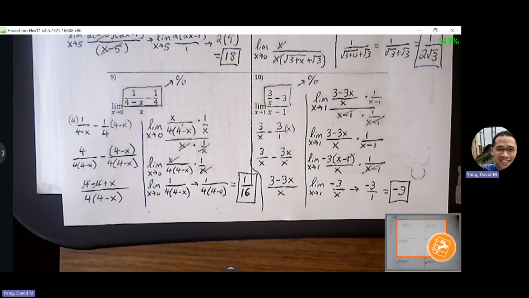Let me walk through number 10 here. We know we're getting that 0 over 0 to show up. We know there's a hole. And we know we have to spend time to clean up that numerator portion. So 3 over x minus 3 is the same thing as 3 over x minus 3 over 1. Our common denominator is x. We balance each fraction. We get 3 minus 3x over x, all over x minus 1.